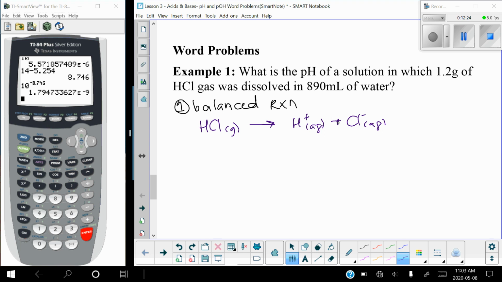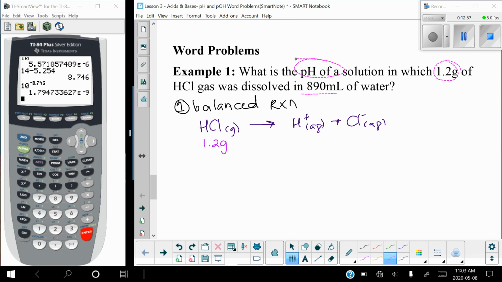Step 2 is to set up what we know and what we are looking for. So let's go ahead. We know that we have 1.2 grams of HCl dissolved in 890 milliliters of water. So I'm going to go ahead and list those values underneath. 1.2 grams of HCl. We are trying to determine pH. We're looking for pH of the solution.